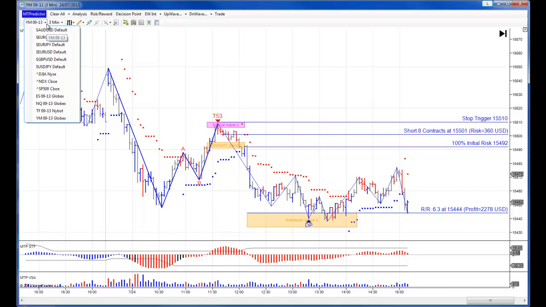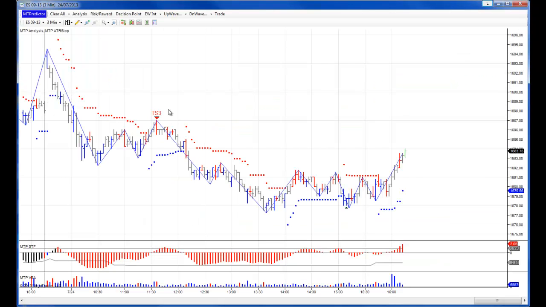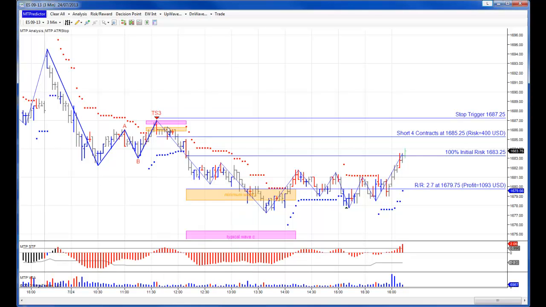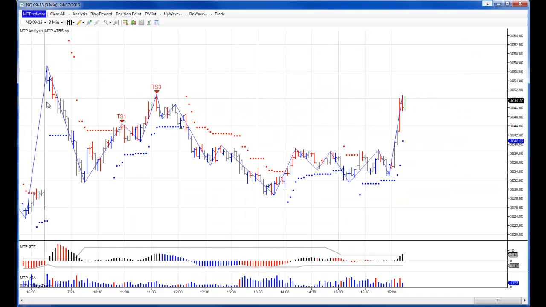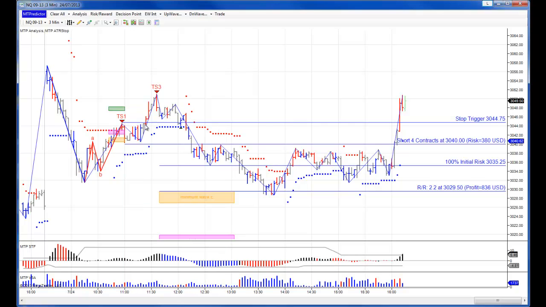The rest of the USE minis had a very good day yesterday as well. For example, if we look at the ES, there was a lovely TS3 sell there. Market went down beautifully. If I put the analysis on, you can see this would have been a nice +2.7R. If we look at the NQ, here we would have had a TS1 sell here. This would have been stopped out for a -1R loss.